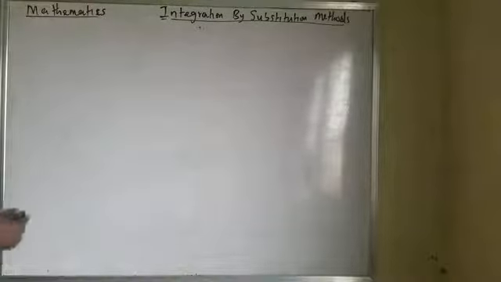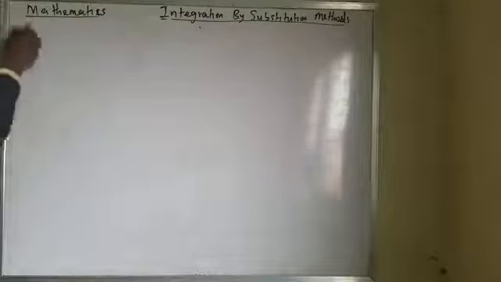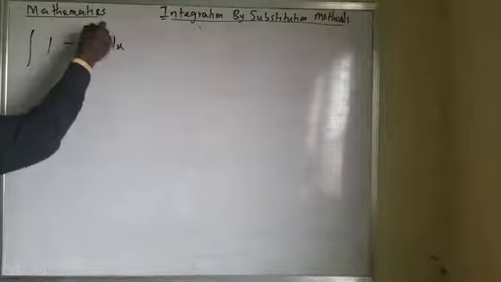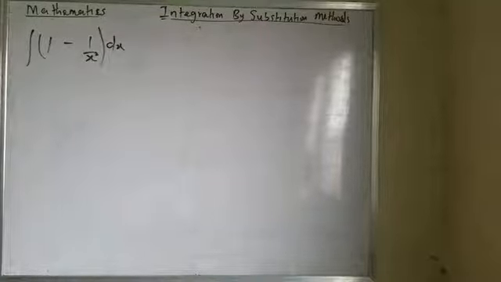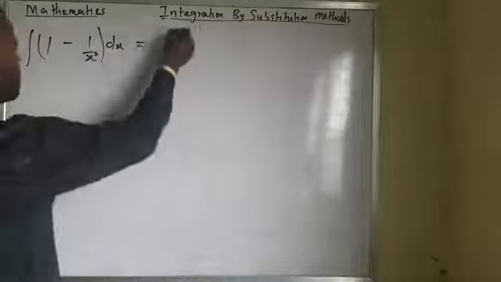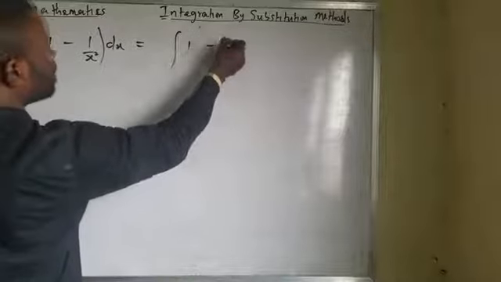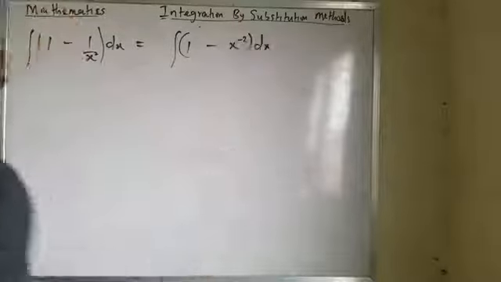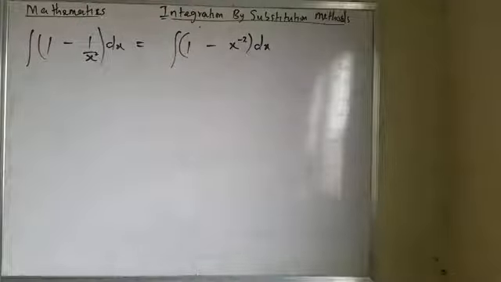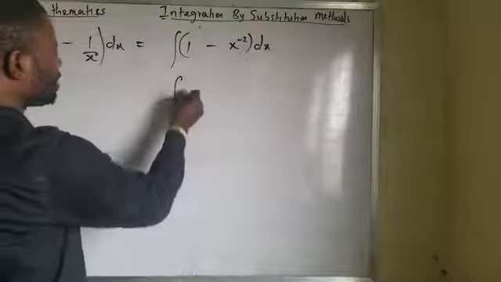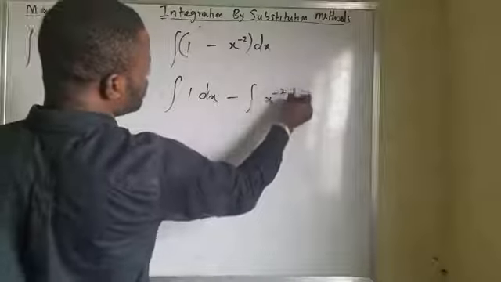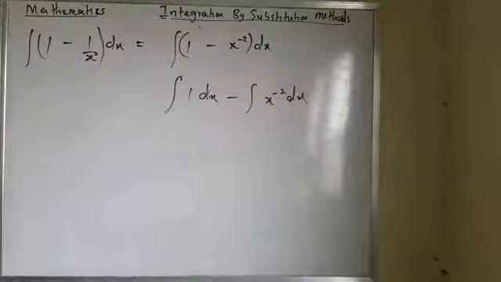For instance, I have the integral of 1 minus 1 all over x squared with respect to x. It's good to put brackets for better understanding. When I have something like this, I can write this as the integral of (1 minus x raised to the power minus 2) dx. Take note of this. Very, very important. Do you know that I can also say the integral of 1 dx minus the integral of x to the minus 2 dx? I'm just revising integration with you.